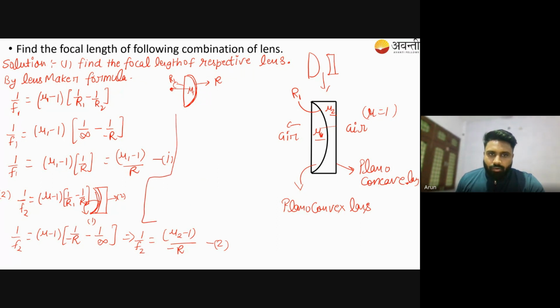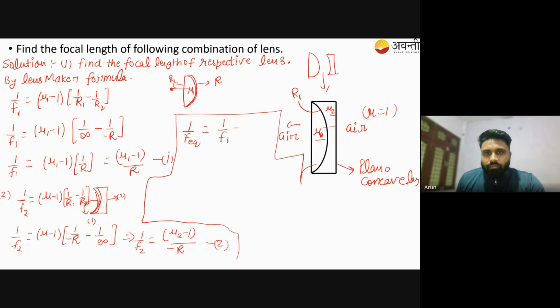Now we have to find out the focal length of the complete system of lenses. For that, 1 upon f equivalent is 1 upon f1 plus 1 upon f2. We have seen this formula earlier. What is the value of 1 upon f1? It is mu1 minus 1 upon r, plus the value of 1 upon f2, which is mu2 minus 1 over minus r. This plus minus minus, so it is mu1 minus 1 upon r minus mu2 minus 1 over r.